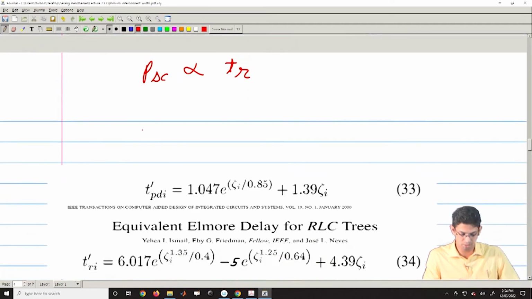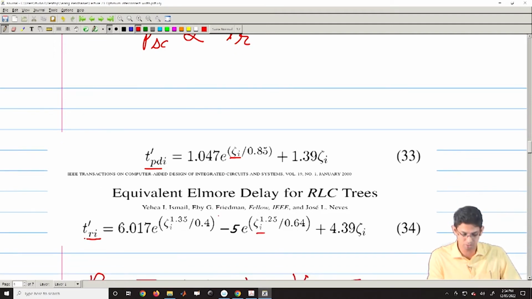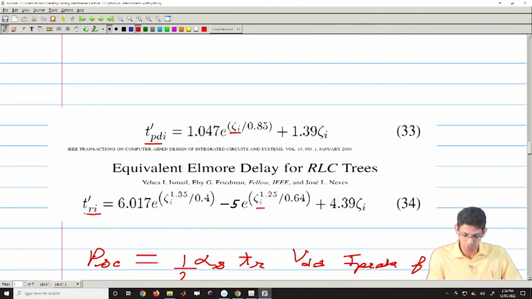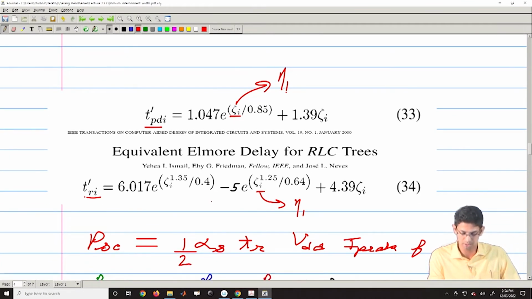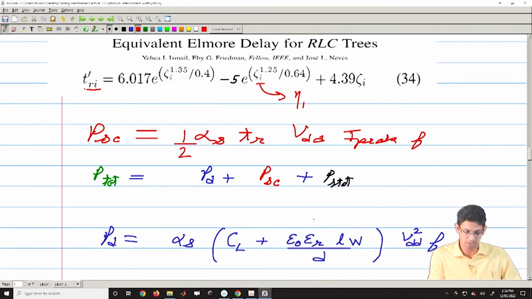If we then look at the delay, your delay would basically be dependent on eta. This is a paper which we had referred to in an earlier lecture also, on the equivalent Elmore delay. From here, this is your eta 1, and in this also this is your eta 1, right. There is a sort of closed form expression, and you can get an approximate value of the delay from this eta 1. What this finally tells us is that there is a conflict between the dynamic power and short circuit power.